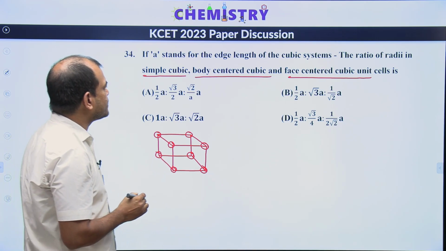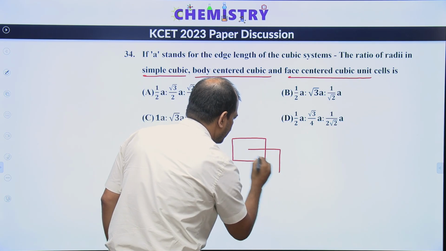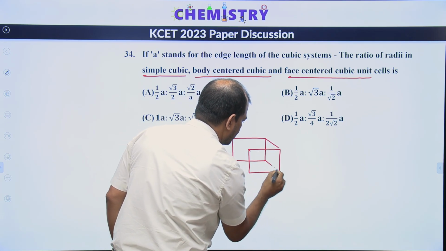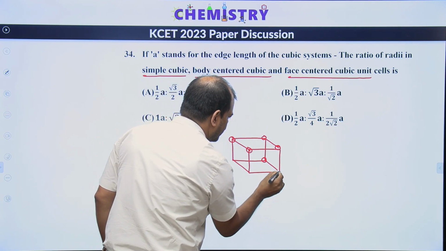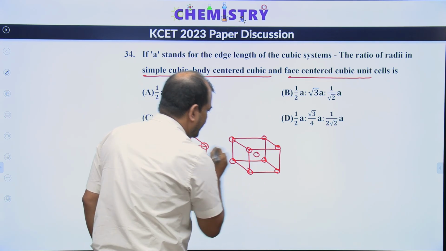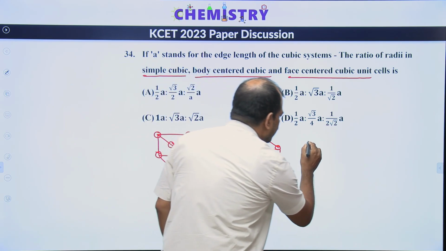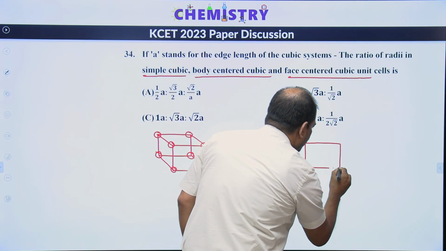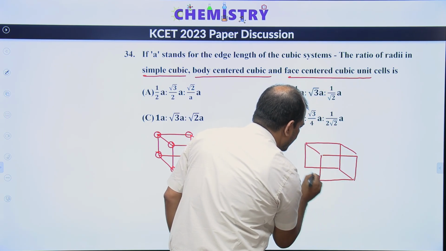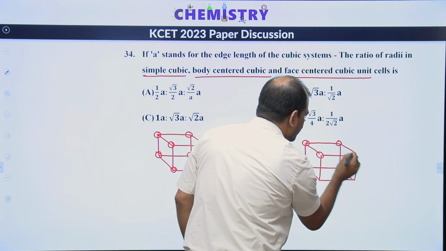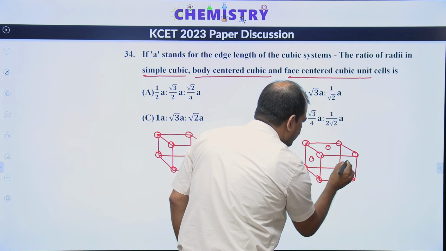This is the simple cubic lattice. Now the body centered cubic lattice. These are the corner positions, and one should be present in the body center. Next is the face center. Now if it is a face centered cubic, similarly we will draw the face centered cube. The corner positions will be occupied by the element as well as the face centers.